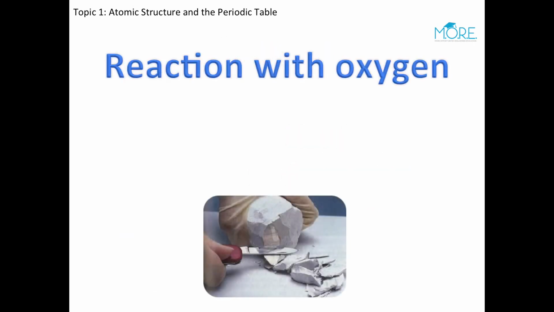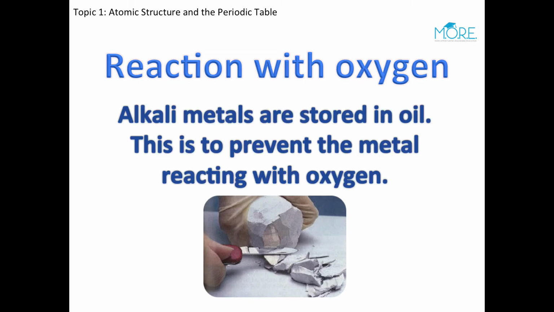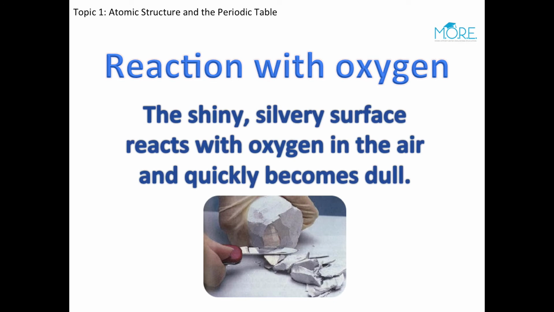Now we're going to have a look at how alkali metals react with oxygen. As mentioned before, alkali metals are stored in oil. This is to prevent the metal reacting with oxygen. The shiny silvery surface reacts with oxygen in the air and quickly becomes dull.